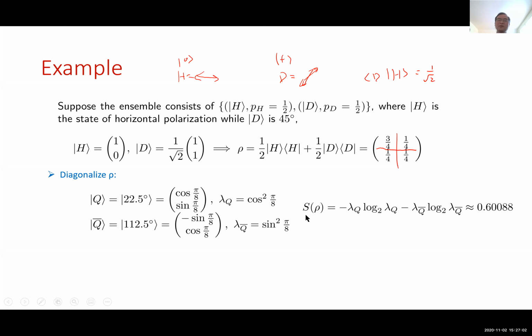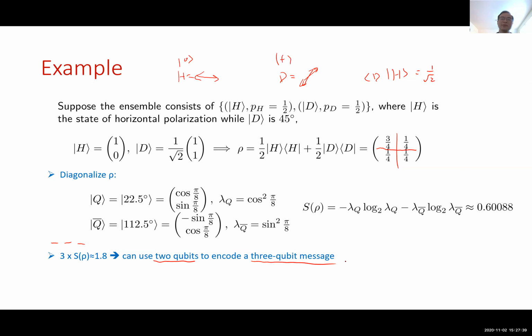The entropy, the fundamental entropy of this ensemble, is about 0.6. This is in log base 2. So what that means is, if I have a message of only three qubits, then I can compress, because 3 times 0.6 is about 1.8. So that means I can use 2 qubits to encode a 3 qubit message. So let's see how we can do that.